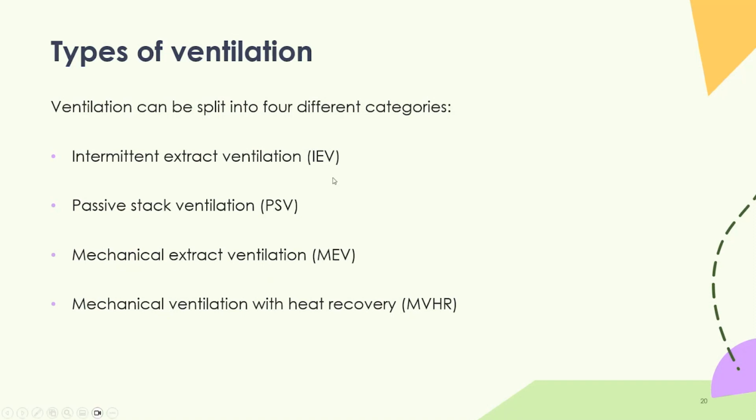But so just thinking about the types of ventilation, we've got intermittent extract ventilation, which is typical of what you would have in most homes that you come across, where you might have extractor fans in kitchens and bathrooms, and maybe some trickle vents in windows, and that would be your intermittent extract ventilation strategy. Passive stack ventilation, mechanical extract ventilation, and then mechanical ventilation with heat recovery.